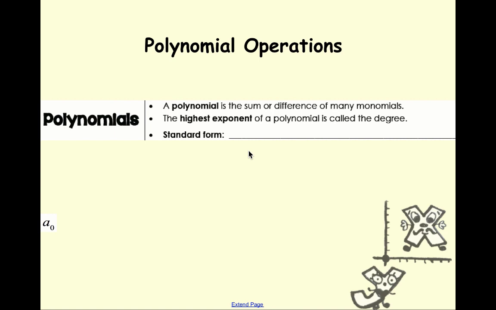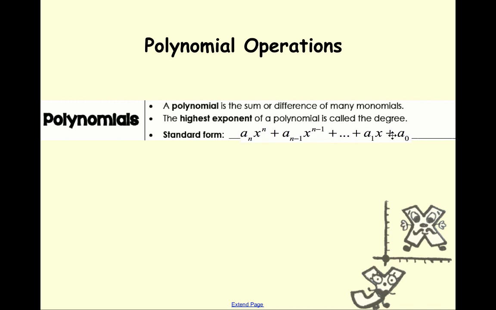Okay, in this lesson, we're going to review polynomial operations for students who are in pre-calculus. Just a review of what a polynomial is: it's the sum or difference of many monomials, and we talked about monomials in a previous lesson. The highest exponent of a polynomial is what we call the degree. Standard form of a polynomial looks like this.